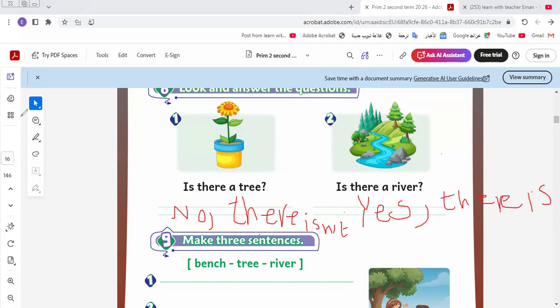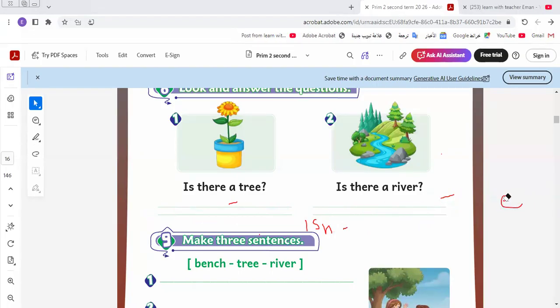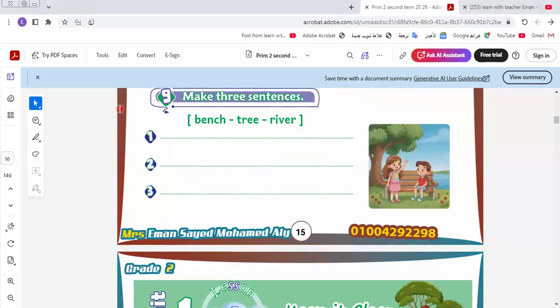Let's continue the rest of the questions. Next question. Here it will be: there is a bench. I will say here there is a bench, or I sit on the bench. There is a tree. I say here I sit on the bench. I sit on the bench.